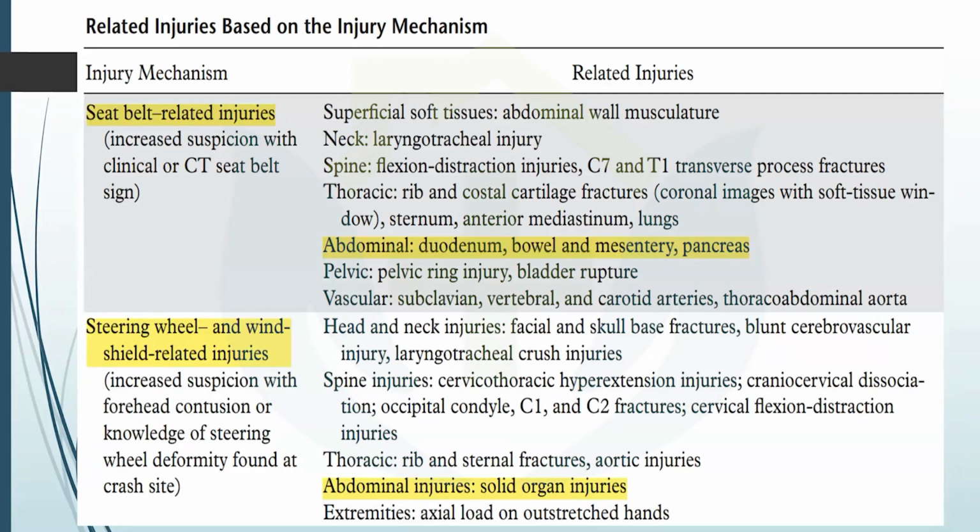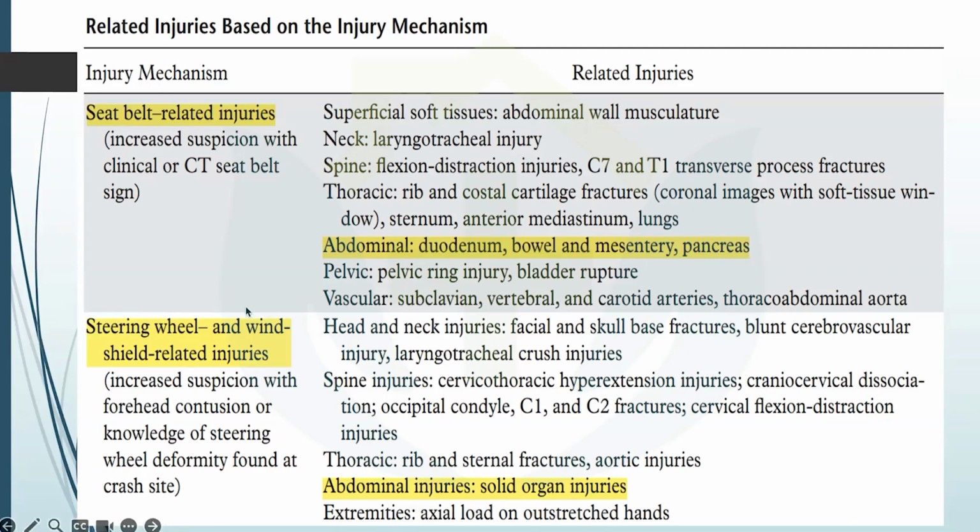Seat belt injuries can result in injury to the neck because the seat belt is obviously coming from the neck, and then going across the abdomen to the slot in the back. So it can cause spinal fracture, flexion distraction injuries at C7 and multiple levels. It can cause thoracic rib fracture. In the abdomen, it can cause pancreatic injury. Very, very important to remember that pancreatic injury and mesenteric tear are very common in seat belt injuries.